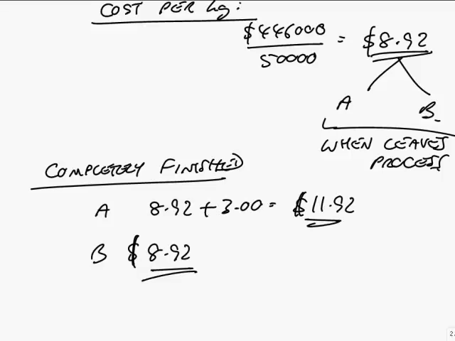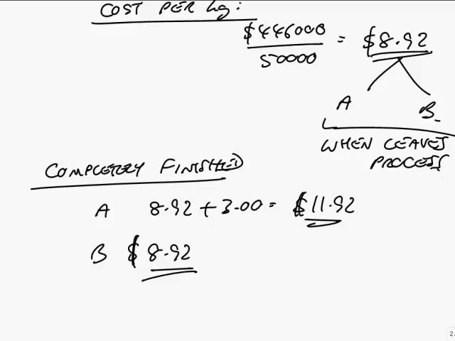Sensible? Arithmetically, obviously, easy. And so, in fact, any inventories of completely finished units, A will be 11.92, B will be 8.92. And of course, the final profit per unit, A, in fact, on this basis makes a loss. It costs 11.92 and sells for 10. B makes a nice profit. It costs 8.92 and sells for whatever it was, 14. Okay?